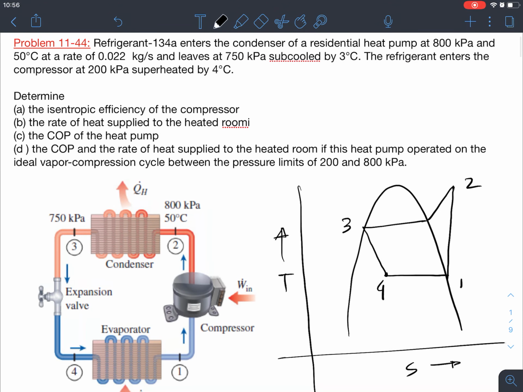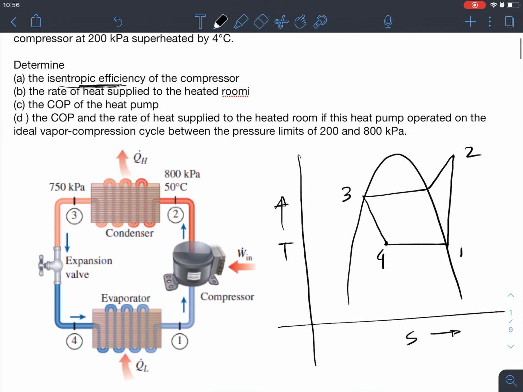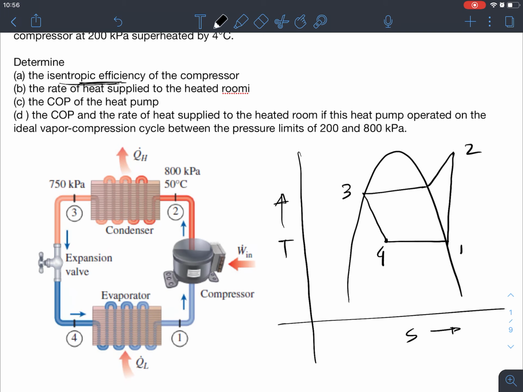However, one of the questions in this problem is asking us the isentropic efficiency of the compressor. Isentropic efficiency of the compressor means that we need to compare with the actual. So if this is the isentropic point, or the ideal point, the actual would be something like this. So this would be 2a. This is the actual. So this is the TS diagram, right?